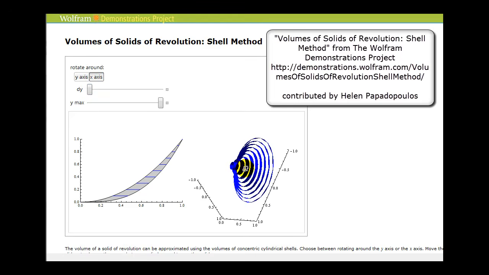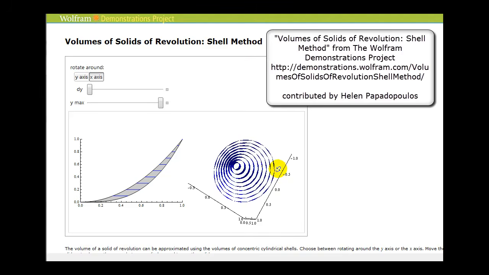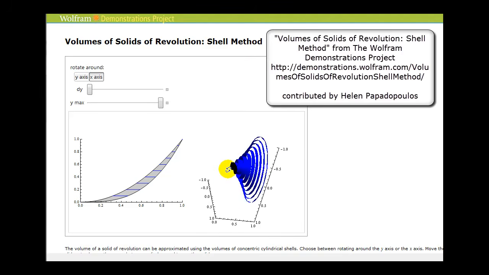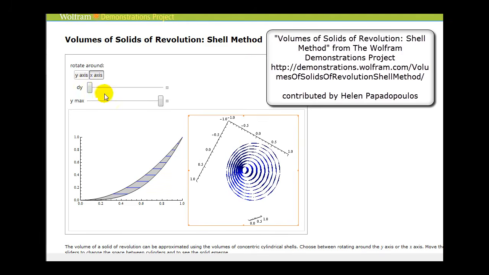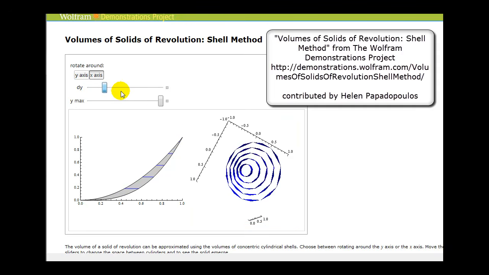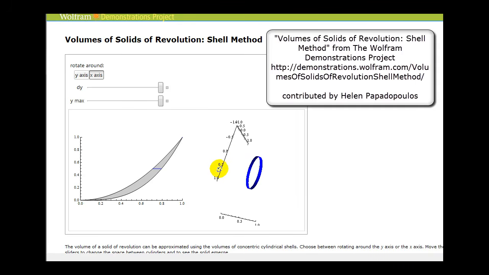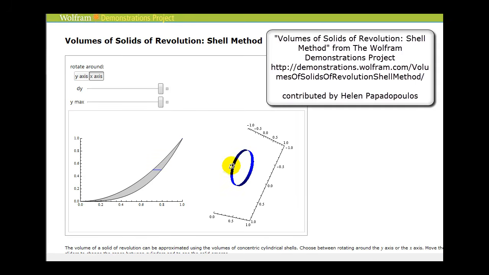So as the number of shells approaches infinity, it will approach the volume of the actual solid. So to use the shell method to determine the volume, we really have to consider a single shell and think about how we would determine the volume of this shell. What we'd have to do is calculate the surface area and then multiply it by its thickness. So let's take this idea back to the presentation.